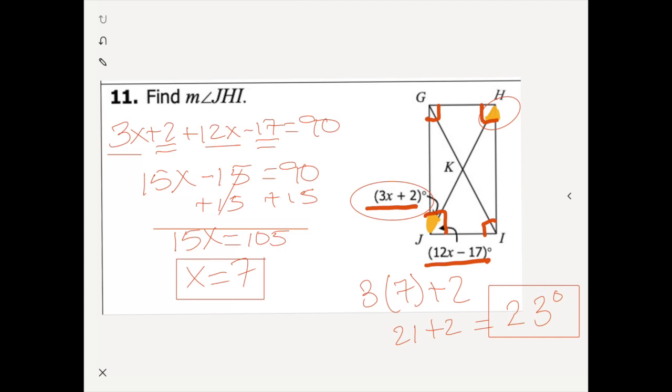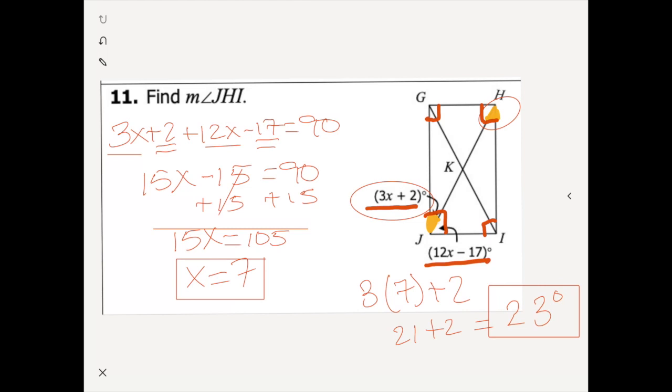Make sure when you're solving for these problems, you are trying to figure out what property is going to be used, whether it's opposite angles are congruent, opposite sides are congruent, alternate interior angles, diagonals are congruent. It's up to you to figure out which property is being used and then use that to set up your equation to solve for x or to solve for a missing side or to solve for a missing angle.